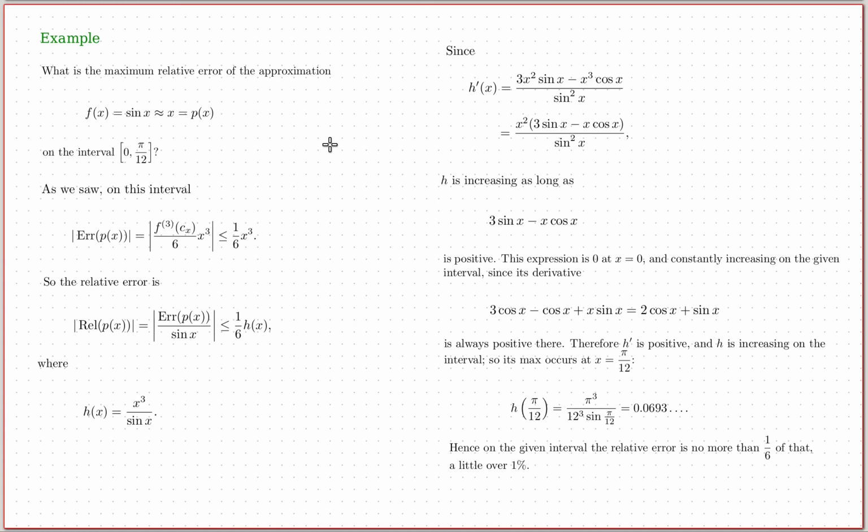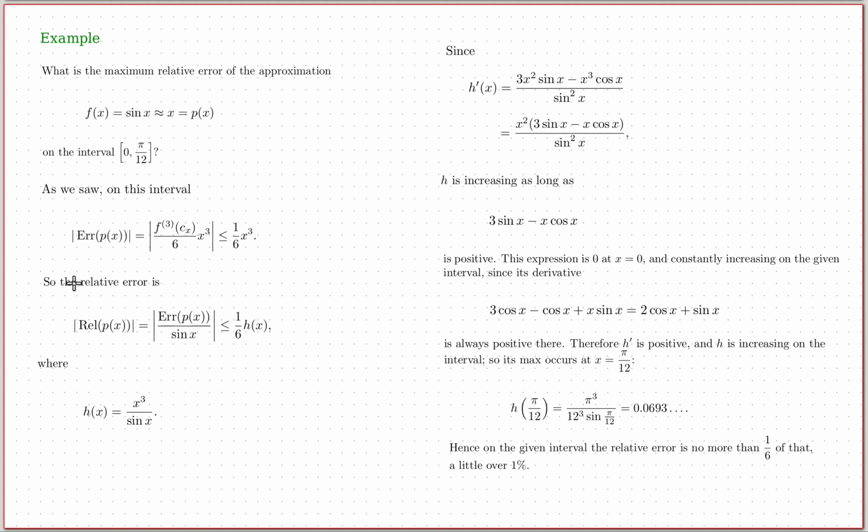So let's look at the relative error of the same approximation to sine on the same interval from 0 to pi over 12. Now, we saw that the absolute error was given by that bootstrapping function, so the third derivative of f divided by 6 times x cubed. And in our case, the third derivative was minus cosine, so in absolute value, it's no bigger than 1. So we can say that the absolute value of the absolute error is no greater than 1/6 x cubed.